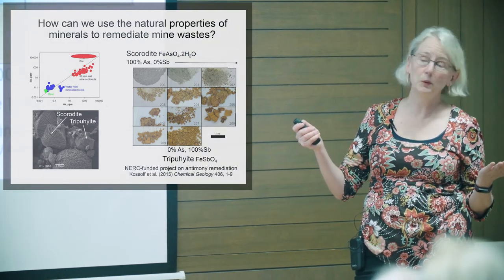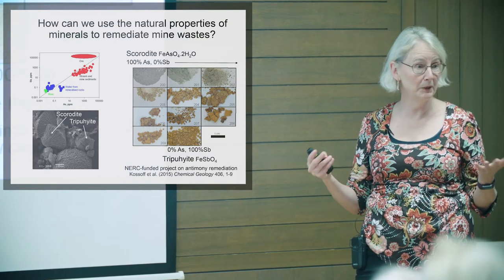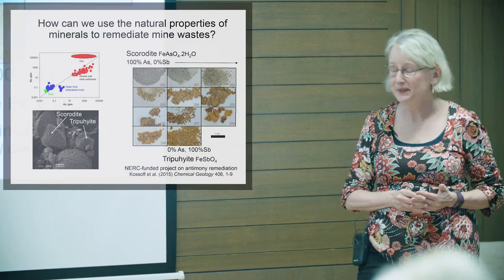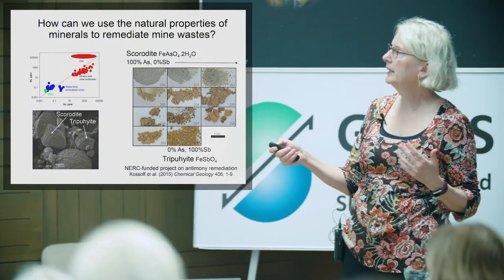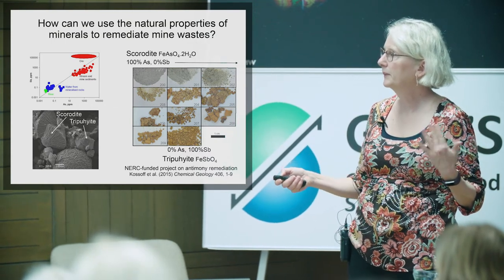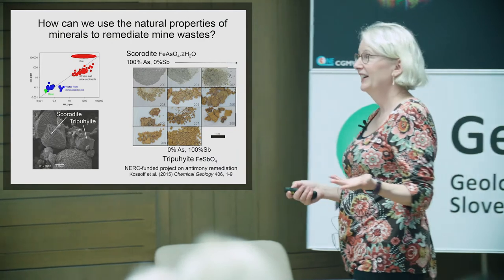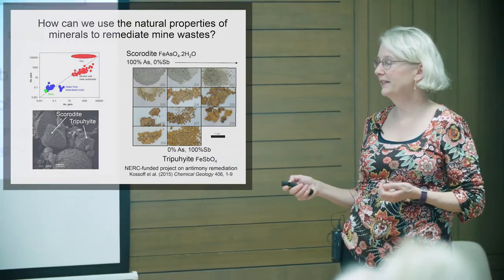We know it's quite stable. We thought, can we put antimony into that mineral and see if it makes a stable mineral to lock the antimony away? So I had a postdoc doing some experiments where he made scorodite and then put increasing amounts of antimony in as we go down. But what happened is the antimony didn't go into scorodite. And that's actually because it's too big.